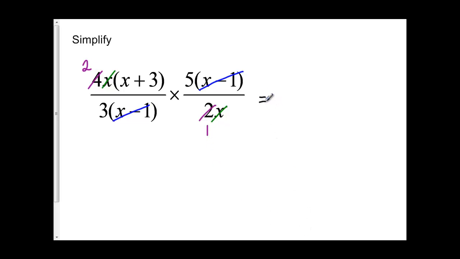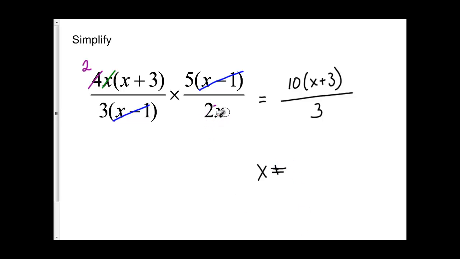The final step is multiplying all of our remaining factors together. So 2 times 5 is going to give me 10. There is also an x plus 3 factor remaining, and in my denominator everything is cancelled out except for the 3. Finally, I need to indicate my non-permissible values.